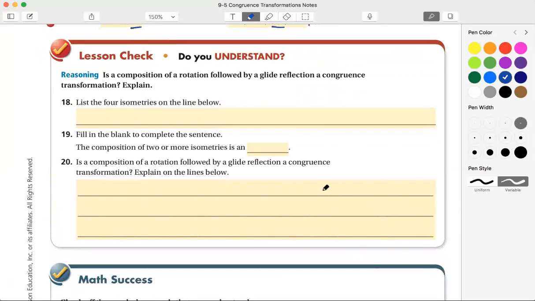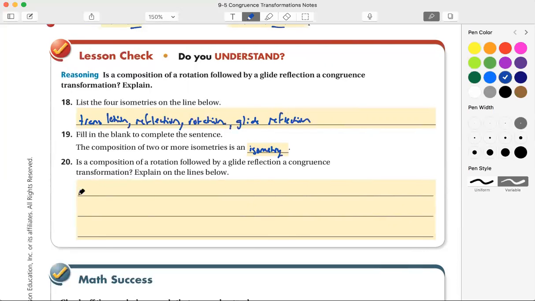Is a composition of a rotation followed by a glide reflection a congruence transformation? List the 4 isometries in the line below. The 4 isometries are translation, reflection, rotation, and glide reflection. The composition of 2 or more isometries is an isometry.